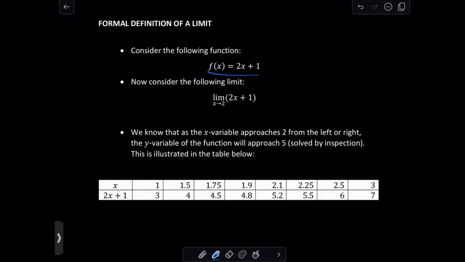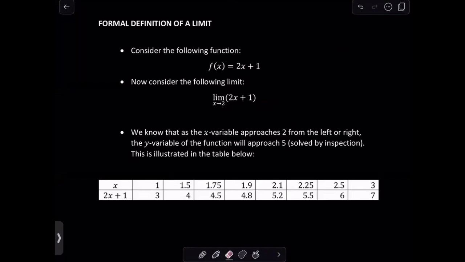Now we're going to consider the following limit: the limit as x approaches 2 of that function. So the limit as x approaches 2 of 2x + 1. And immediately in your mind, now that I showed you how to solve limits, you can work this out. You just substitute 2 in. Is it going to give you a problem? Absolutely not. It's just a linear function. Sub 2 in, you'll get 2 times 2 plus 1, which is equal to 5. So you know in the back of your mind already that the limit value is 5.